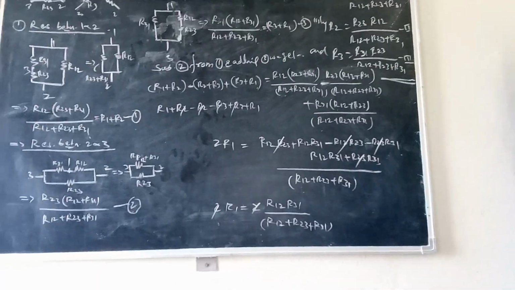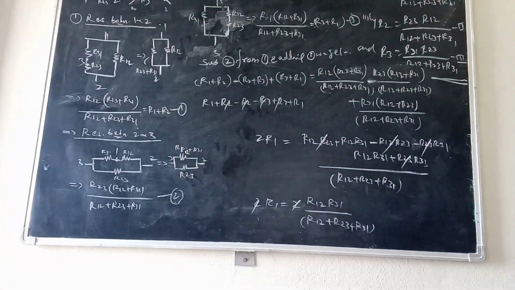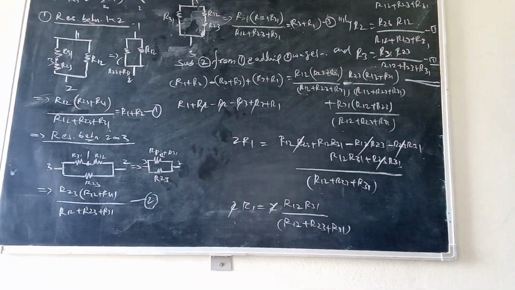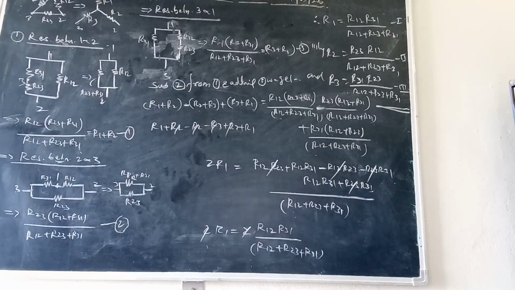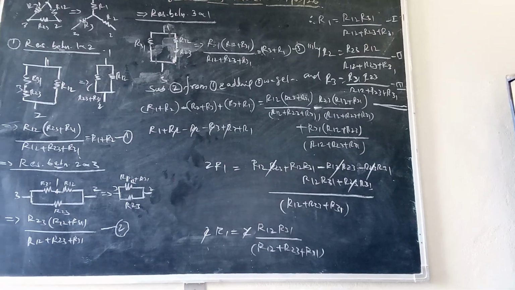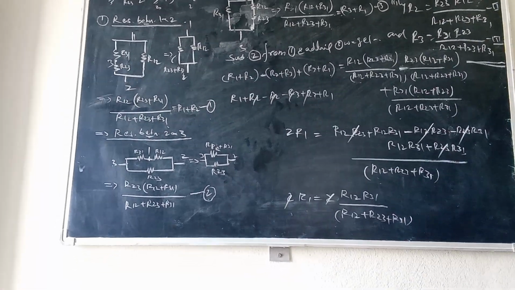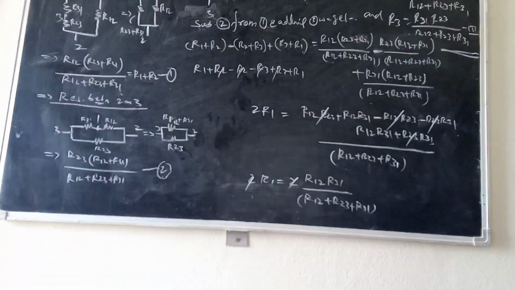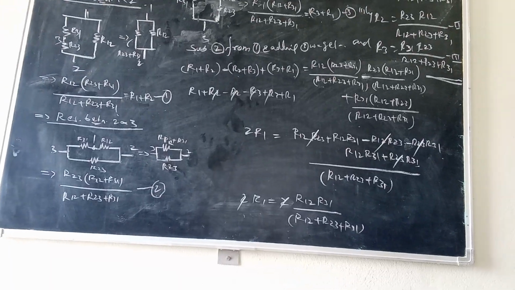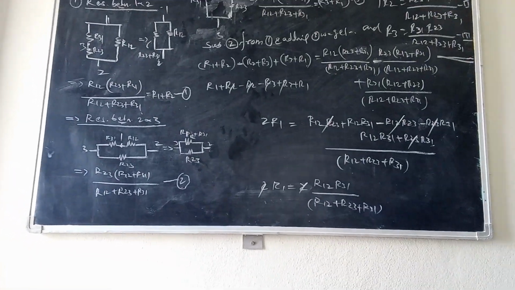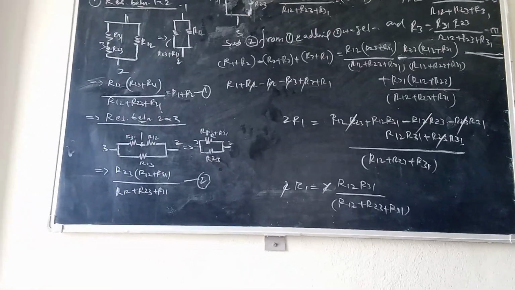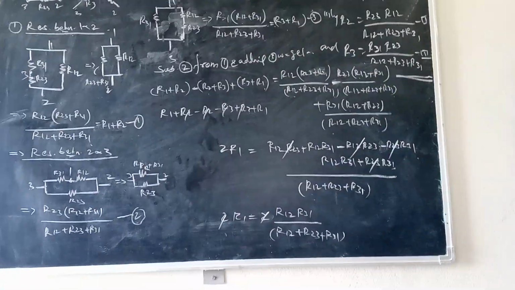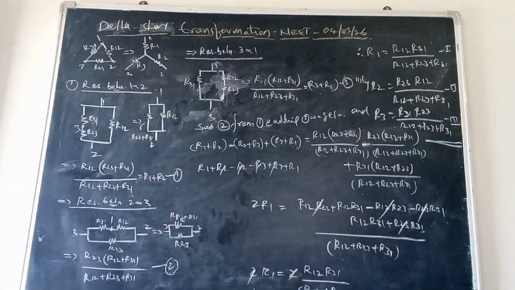Similarly, on the right hand side also, if you open the bracket, you will get R12, R23, positive negative cancel. R23, R31 also positive negative cancel. On the right hand side you will get 2 R12 R31 divided by R12 plus R23 plus R31 in the denominator. The 2 gets cancelled. So you can declare the result.